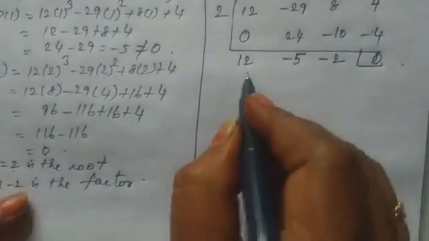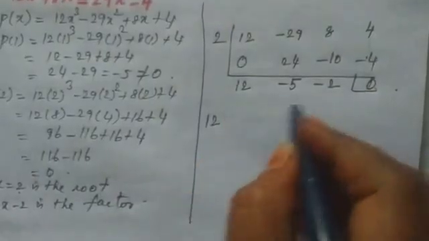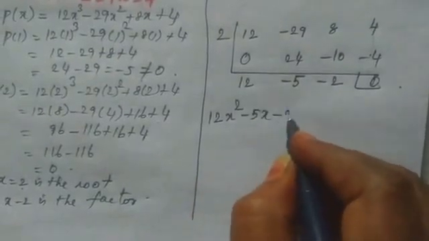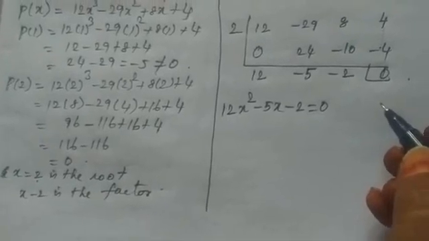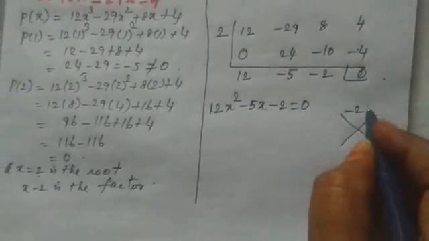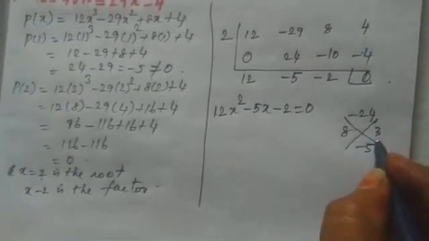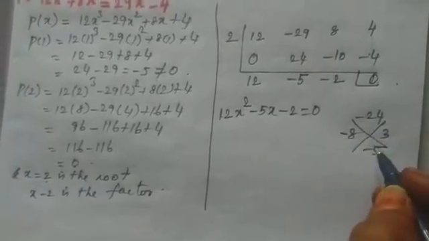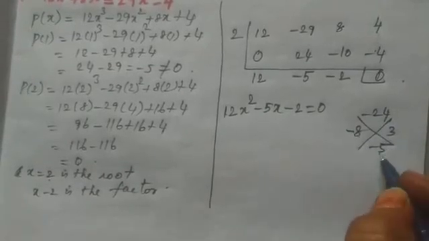So I can write this as a quadratic equation because one of the roots is already found. The remaining part I will write as a quadratic. So 12x square minus 5x minus 2 equal to 0 will be the quadratic part there. Now we are going to check for the sum and product. 12 into minus 2, that is minus 24, and the sum is minus 5. 8 3s are 24. Okay, good. So if I take minus 8, minus 8 into 3 is minus 24. Minus 8 plus 3 is minus 5.